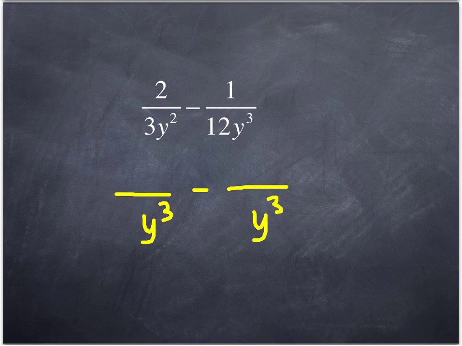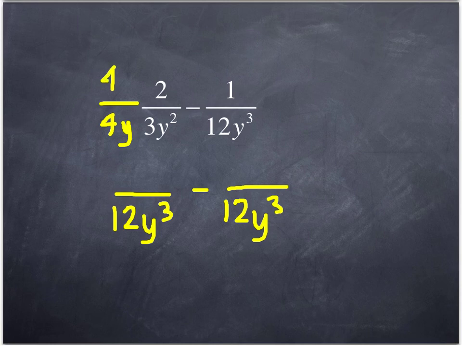And then if we look at the numbers, we have a 3 and a 12. Again, we could multiply those two together to get 36. But looking for the smallest common denominator, I believe it would be 12 for the numbers. So I'll write that in there. And then what do I have to multiply this denominator right here by to get 12y to the third? Well, it looks like it would have to be a 4 and a y that would give me that correct denominator down there. So I also multiply my numerator by the same thing.